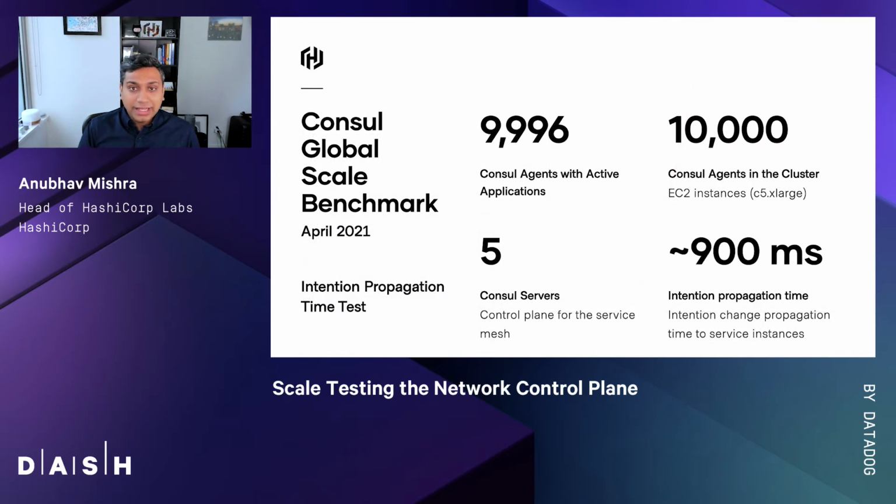All right, the second test we did was the intention propagation. Intentions are ways we define access permissions and policies around traffic shaping in Consul. Essentially, what service is allowed to talk to what service. Here, we changed an intention, and we saw about 900 milliseconds of propagation time from the control plane all the way down to 9996 hosts.